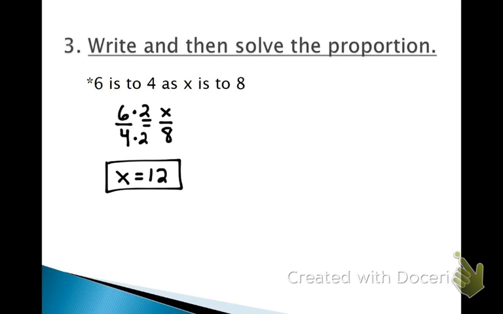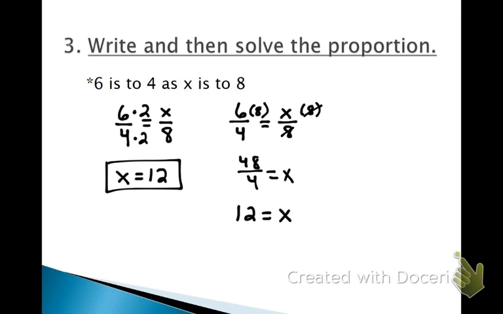Was there anybody who did it the algebra way? Okay, so I'm going to show you that way also, and I do not care which way you do it. How do you do the algebra way? You do 8 times. Multiply both sides by 8 so that you can get rid of that. And then you've got 48 over 4, and what does that equal? It's 12. X equals 12. So no matter which way you did it, you found that the answer was 12.